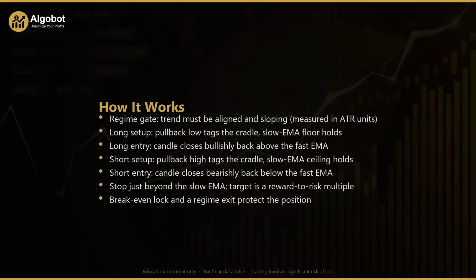There's also a break-even lock. Once price advances a set amount in your favor, the stop is pulled up to the entry price, so a renewed pullback can no longer turn a good position into a loss. Finally, there's a regime exit. If the fast EMA crosses back through the slow EMA, the trend premise is gone and the position is closed immediately. And only one position is ever open at a time, with no averaging down.